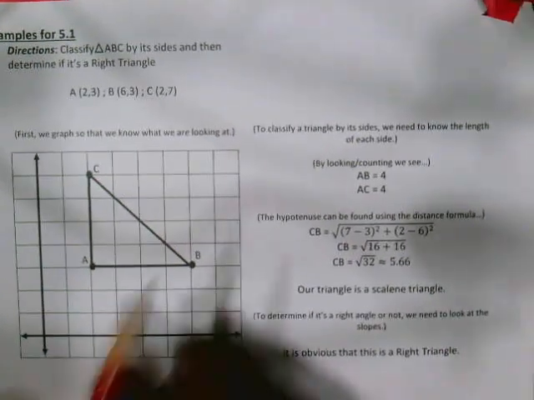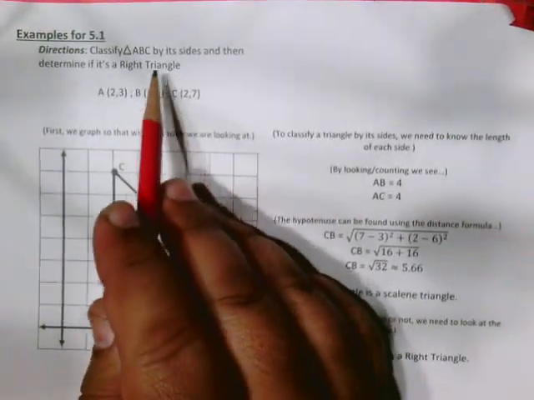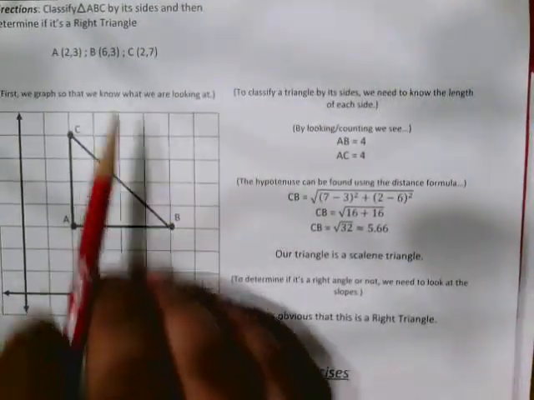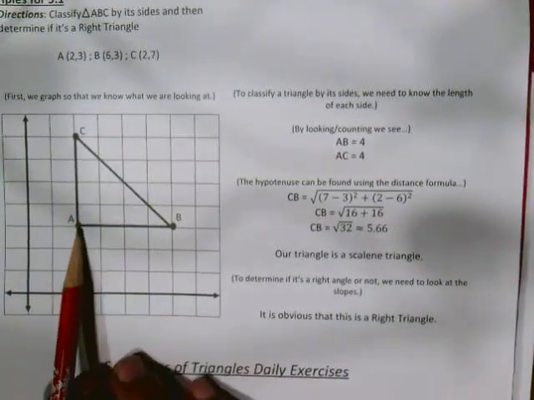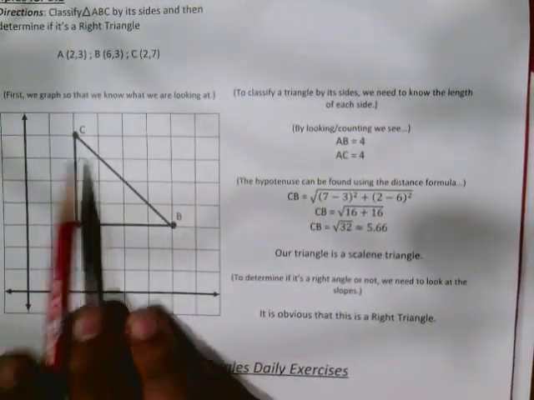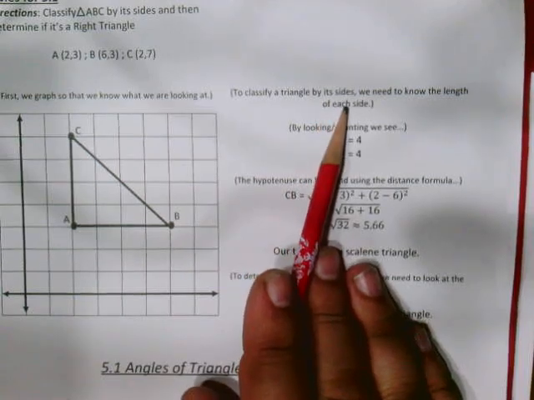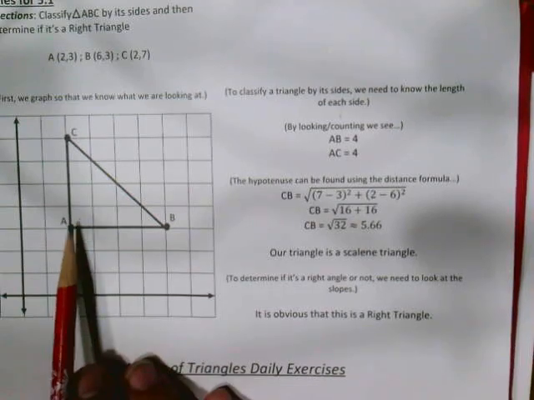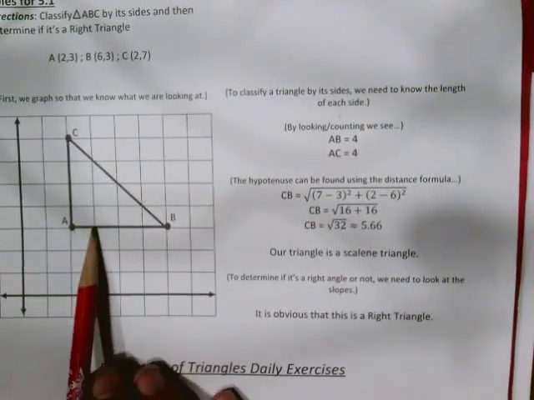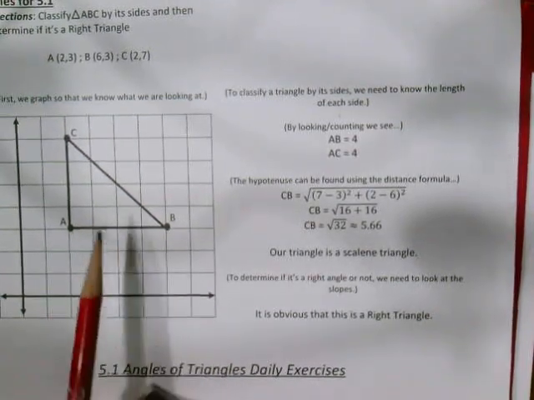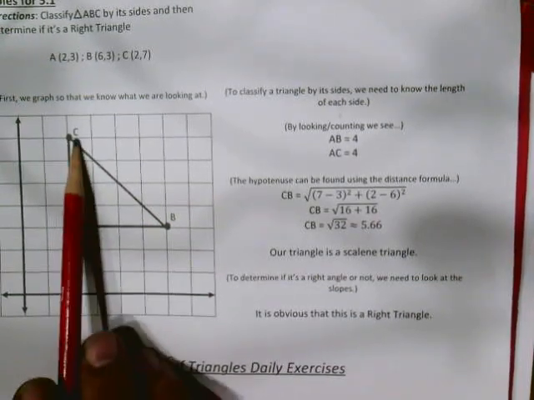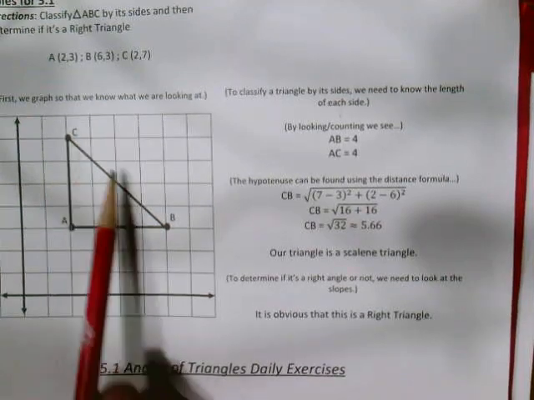All right. So, classify triangles by its side and then determine if it's a right triangle. Okay? So, here's our example. We put all these dots down: 2, 3, 6, 3, 2, 7. To classify a triangle by its sides, we need to know the length of each side. By looking and counting, we can see from A to B, that's 1, 2, 3, 4. From A to C, start off with 0. 1, 2, 3, 4.